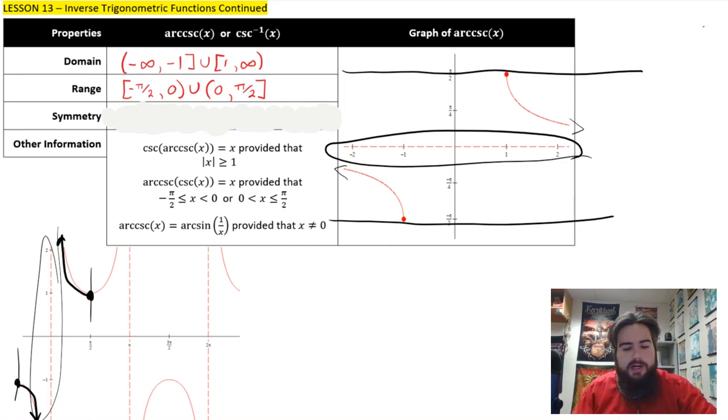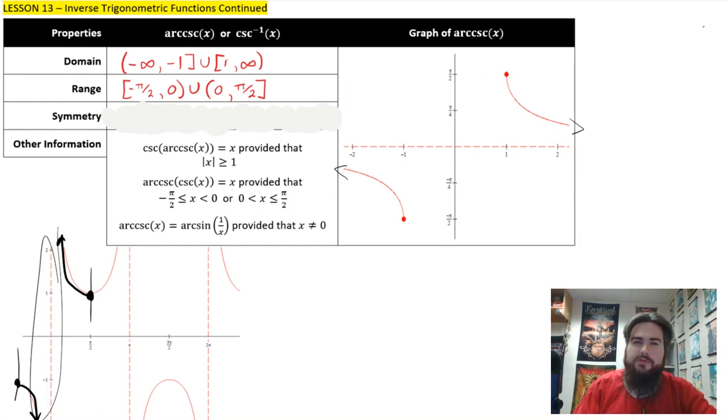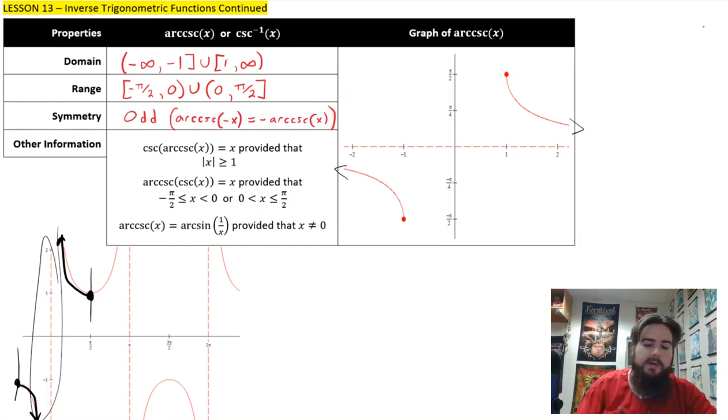The symmetry for arc cosecant is also going to be the same as the symmetry for arcsine, which, as you may remember, is odd. That means if you have a negative input for arc cosecant, you can rewrite that as negative arc cosecant with that positive input. Some other piece of information that we have here regarding cosecant and arc cosecant.